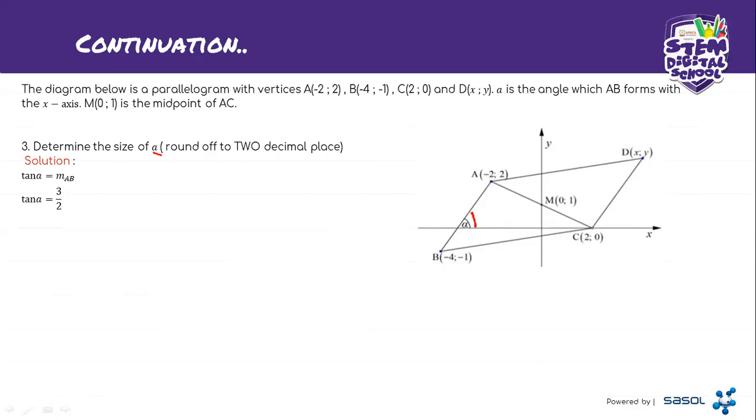From there you use tan inverse. So it's going to be shift tan, and then you put the 3/2 there. Then it's going to give us 56.31 degrees. So that is the angle for alpha there. I think we can now proceed to the next question.